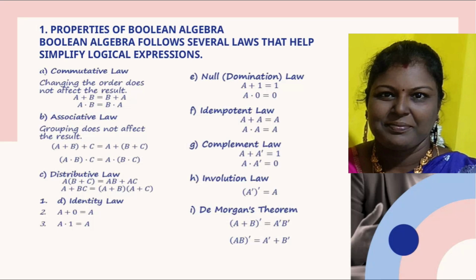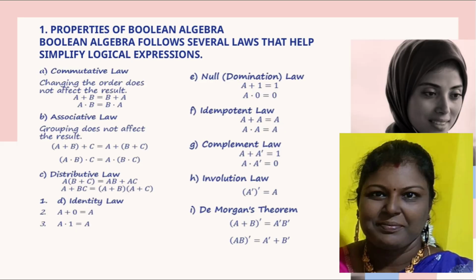Let's start by looking at the properties of Boolean algebra. These are the rules that guide how we work with logical expressions. They're essential because they help us simplify complex statements into something much easier to understand and use. Think of these laws as the foundation. They keep everything consistent and predictable when we're dealing with true or false values. Understanding these properties is the first step towards mastering logical reasoning in this context.